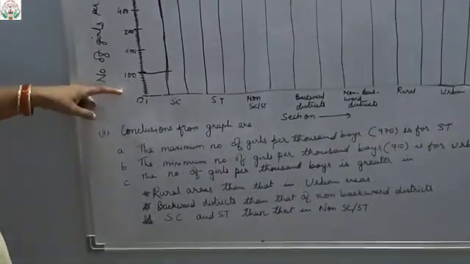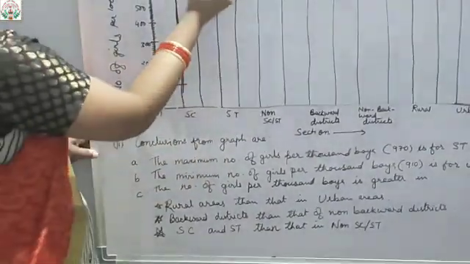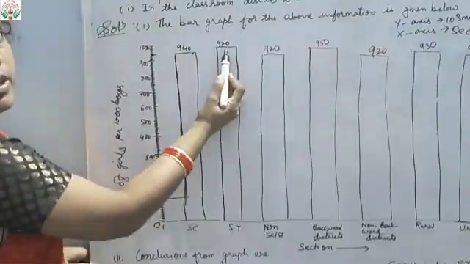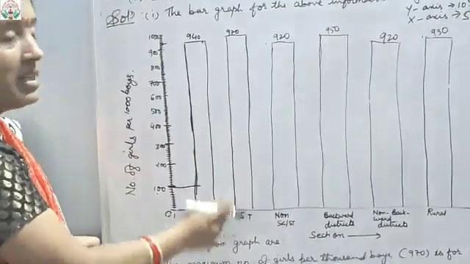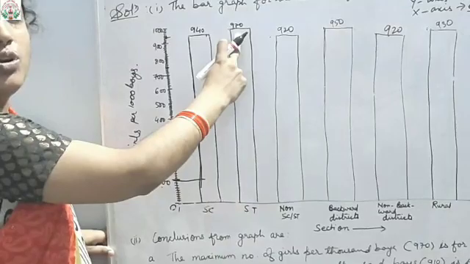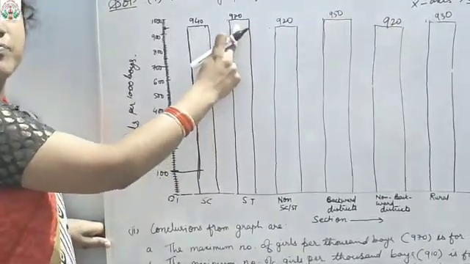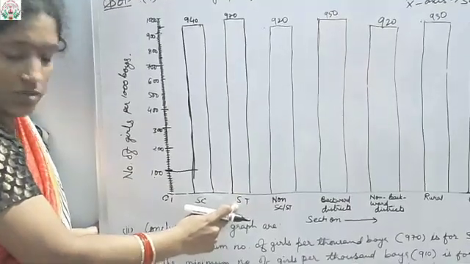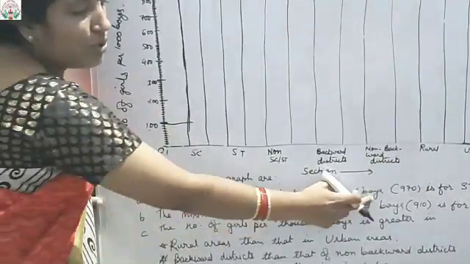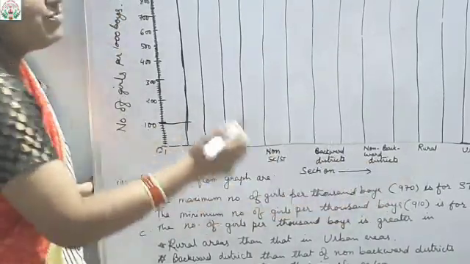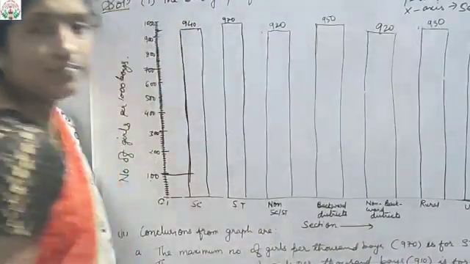So now, seeing this particular graph, what is the conclusion? You can make it out from here. The conclusions from the graph are: you can see which is the highest one, in which particular section the number of girls is more per 1,000 boys. In which section? That is ST. The maximum number of girls per 1,000 boys, that is 970, is in which category? ST.